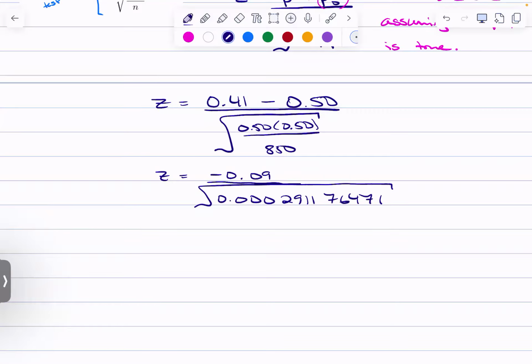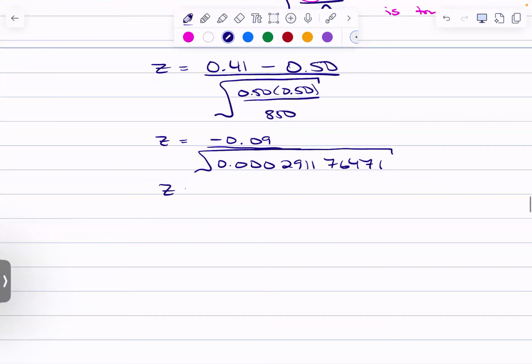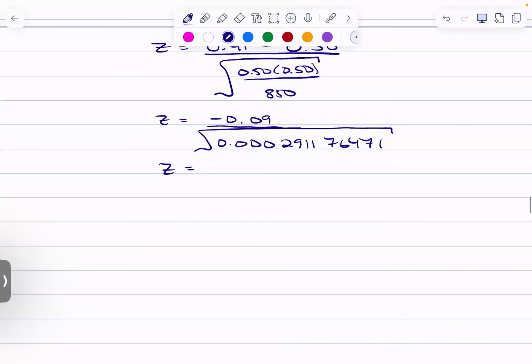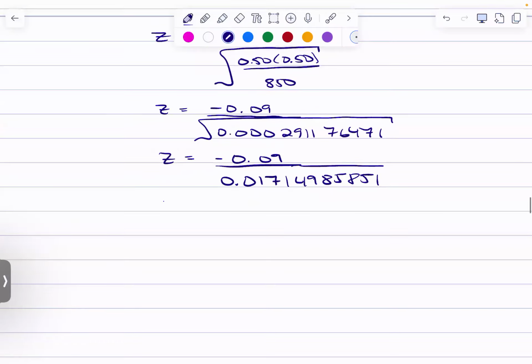But you have to take the square root. If you don't, you're going to get gigantic values of Z. So if you forget the square root, your Z's going to be huge, which can happen. But if it's happening consistently, better check your work. The square root is 0.01714985551. Negative 0.09 divided by that, I get a Z of negative 5.2478567005.